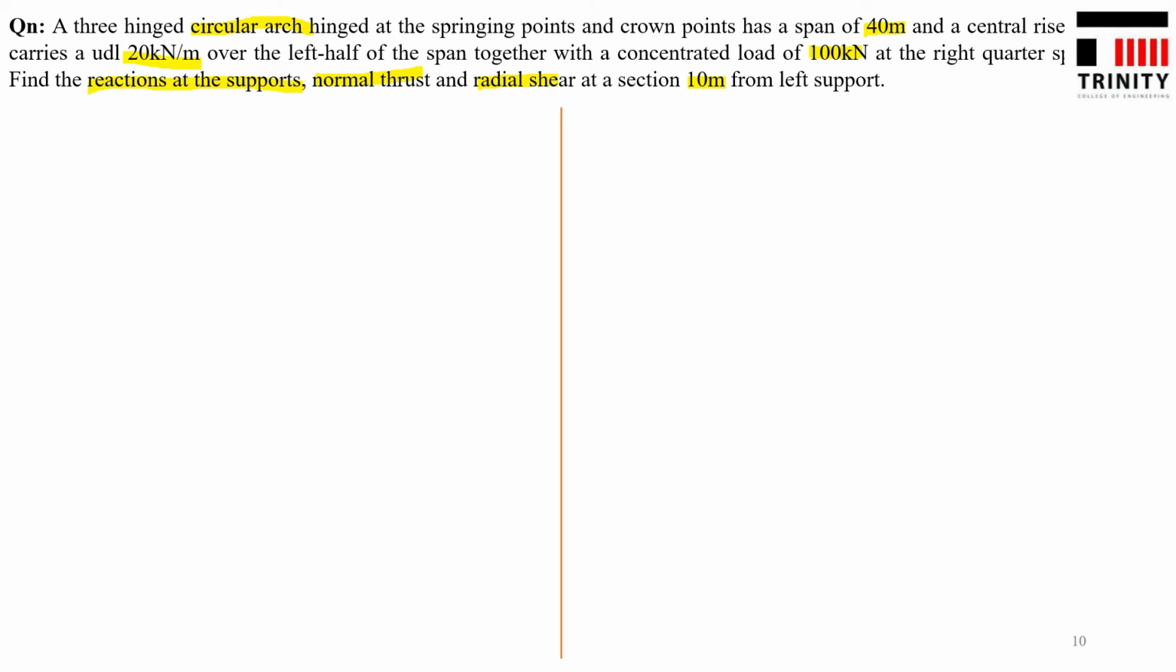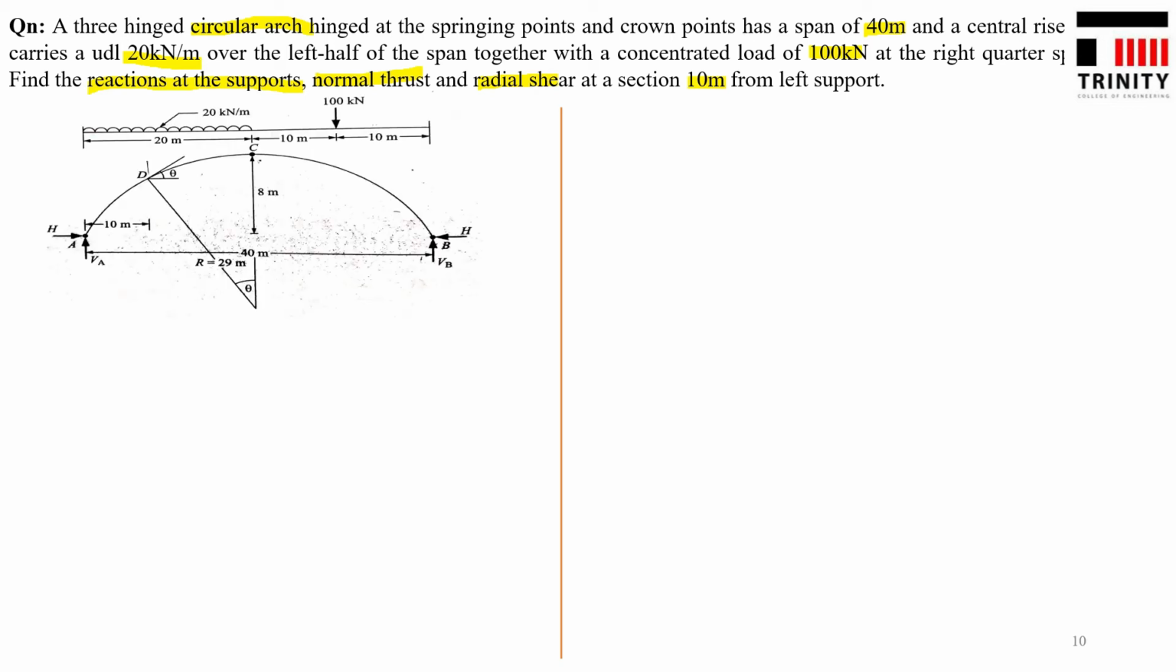Okay. So first, you need to draw the figure using the available data. So here you were given a 3-hinge circular arch. The left half portion is loaded with a UDL of intensity 20 kilonewton per meter as shown in figure, and at the right quarter span point, it carries a point load of 100 kilonewton as shown in figure. And draw the free body diagram of the arch. Support A has vertical reaction VA and horizontal reaction H, support B has vertical reaction VB and horizontal reaction H.